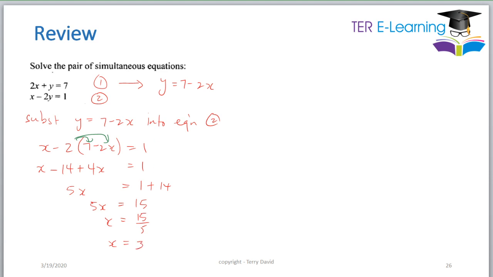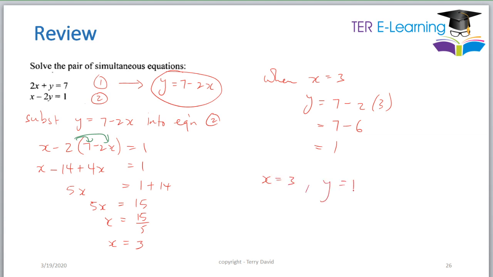3. So we've solved for x, but we have an expression for y. So to find y now, we're going to say when x equal 3, y is simply equal to 7 minus 2 multiplied by 3, which is 7 minus 6, which is 1, right? So therefore x is equal to 3 and y is equal to 1. All right, and that's how we solve those simultaneous equations.